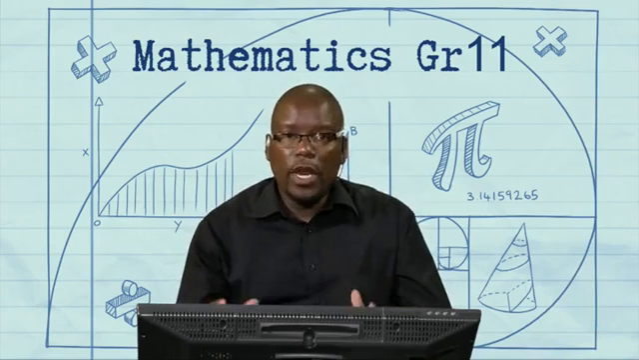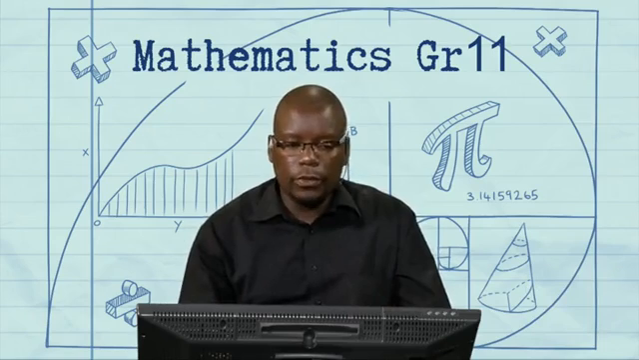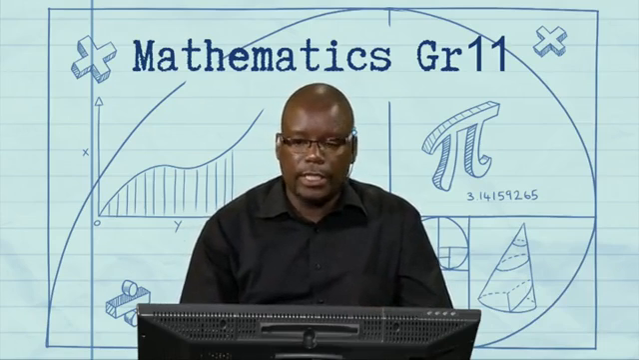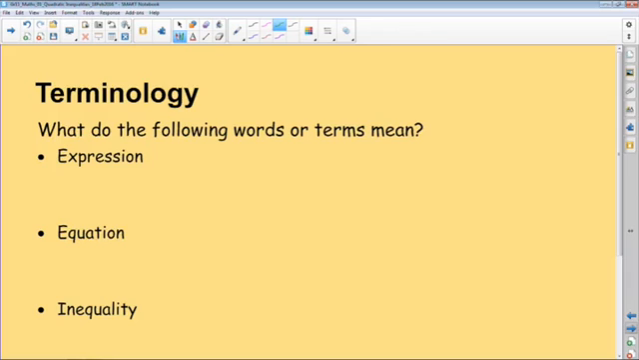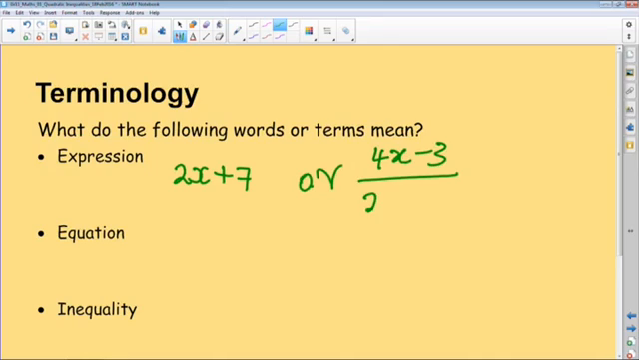All right, guys, well done. Those of you who've worked out what an expression, equation, and inequality is, I'll just give you quick examples, okay? Now, if I give you, for instance, 2x plus 7, or maybe we have (4x minus 3) over (2x squared plus 1). So this is an expression, okay?